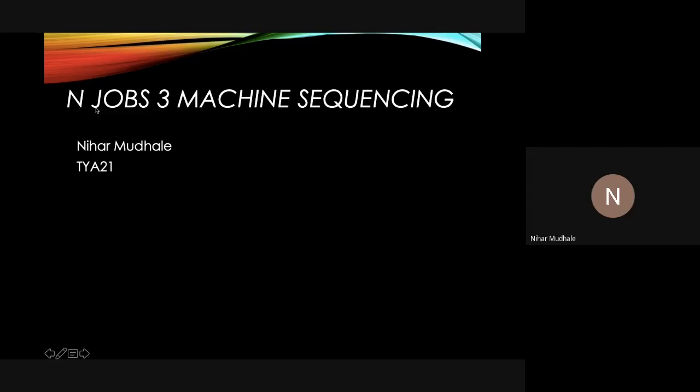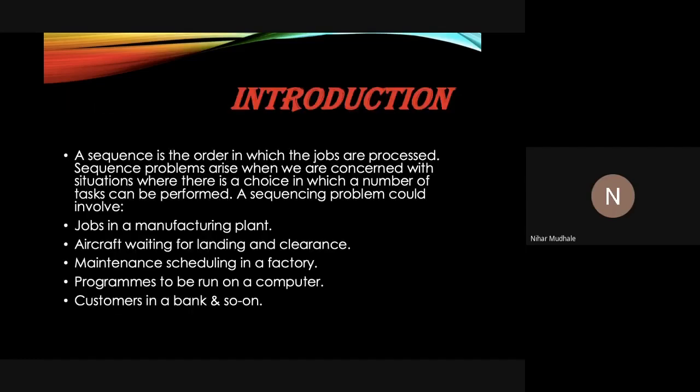So today we have the presentation about n jobs in three machine sequencing. So we'll start with the introduction. A sequence is the order in which the jobs are processed. Sequencing problems arise when we are concerned with situations where there is a choice in which a number of tasks can be performed.